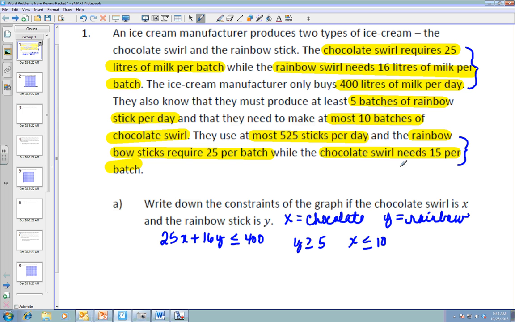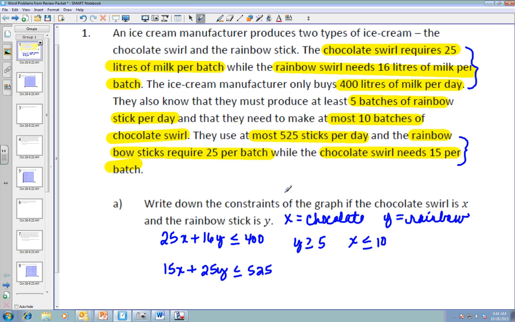So let's do the chocolate swirl first, since I put my X's first in this inequality. I know they need 15 sticks per batch, but I don't know how many batches I have. Plus, the rainbow requires 25 sticks per batch, so 25 times my number of batches for my rainbow. And it says they use at most 525 sticks per day, so that means less than or equal to 525. Okay, so these are the constraints for this problem, which basically just means your inequalities.